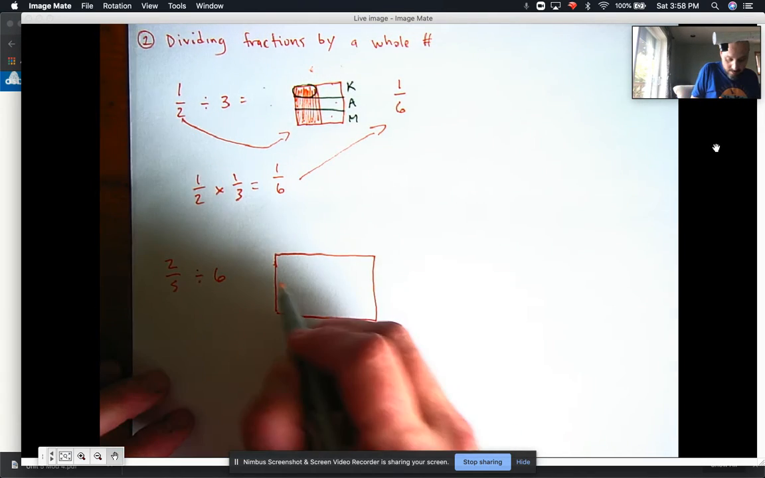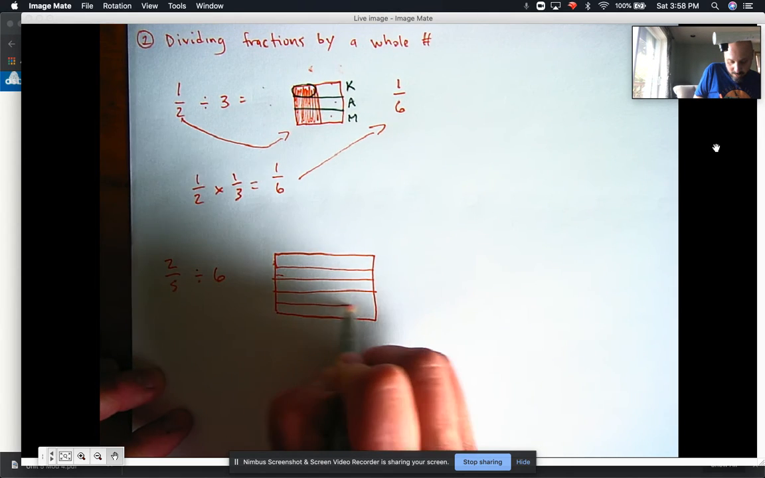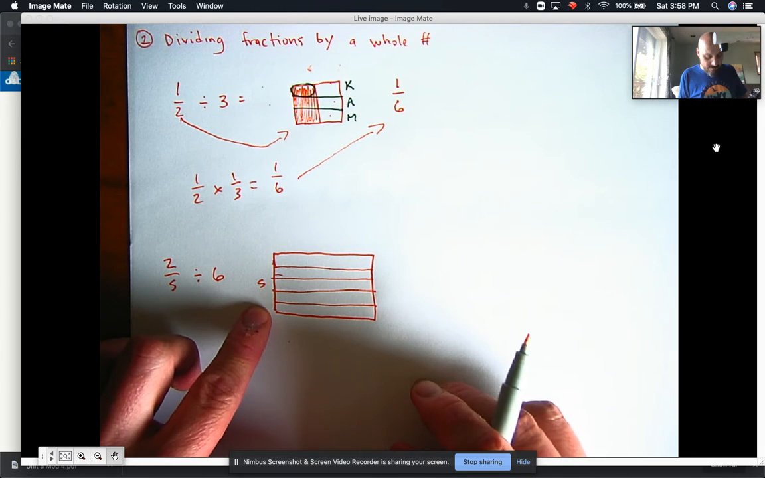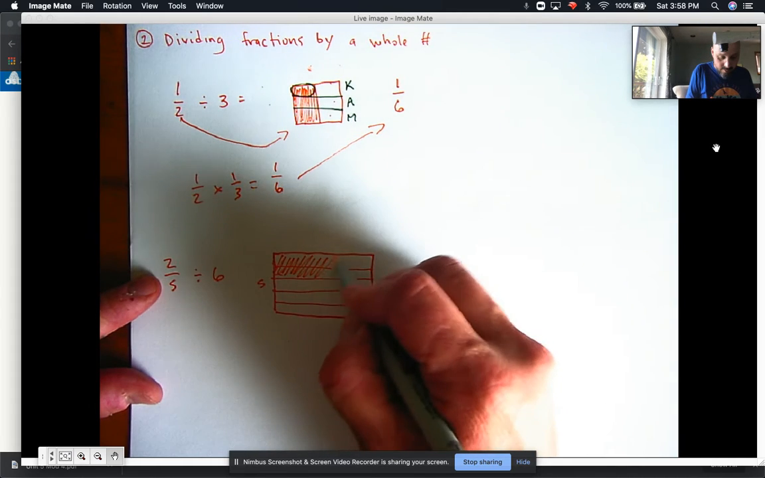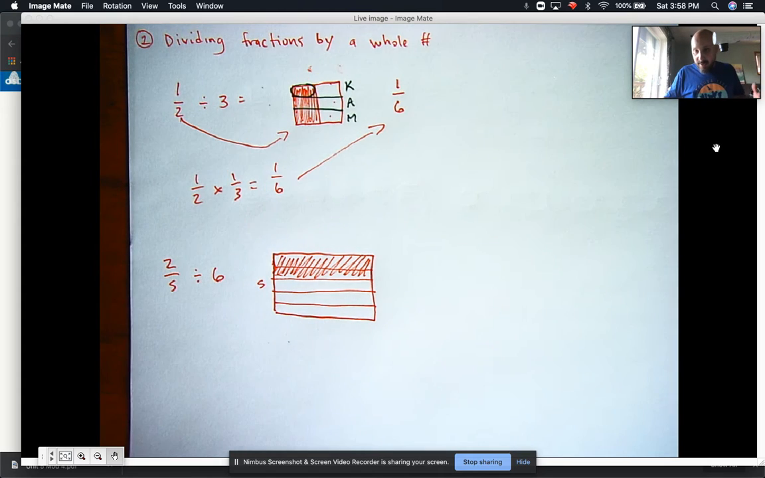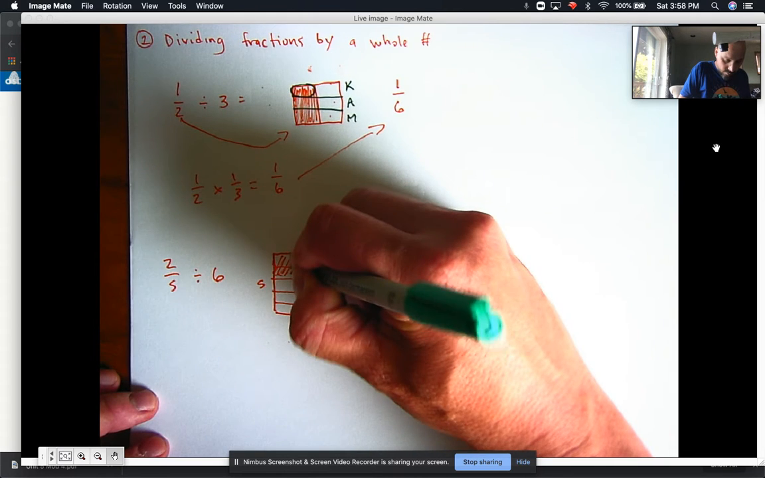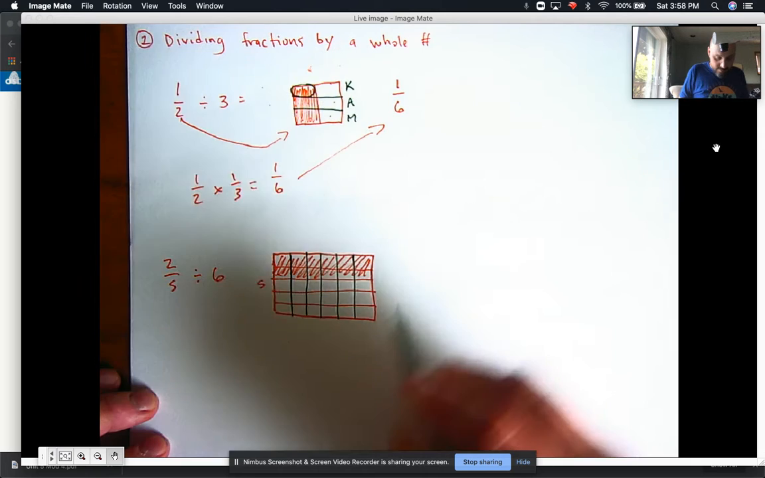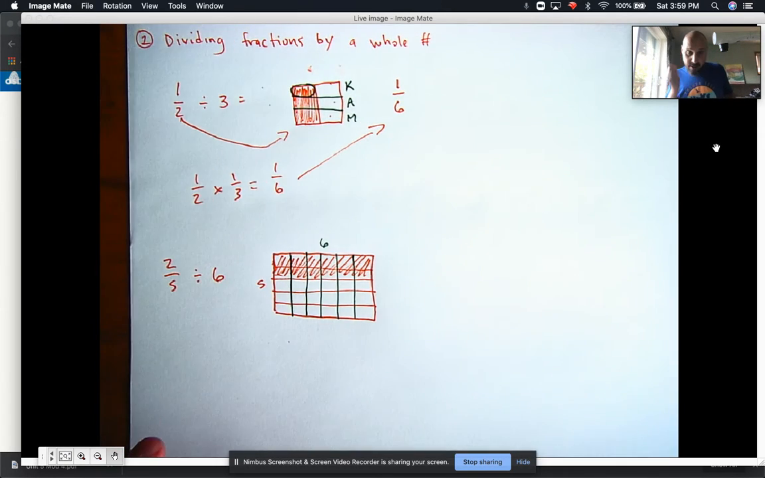So let's go 1, 2, 3, 4, and then 5. So going across, I have 5 equal parts, and I am going to shade in 2 of those because that's what's there right now. That's the piece of the brownie pan that is there, 2/5. Again, we're going to come over and we're going to share this with 1, 2, 3, 4, 5, 6. So I have 6 people sharing this brownie pan.